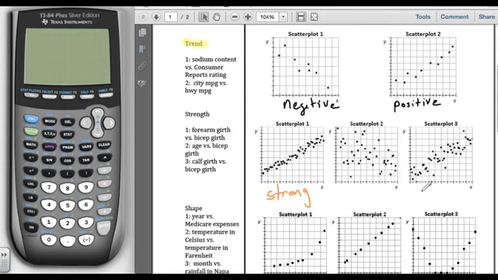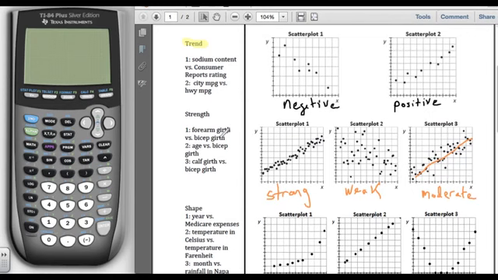Scatter plot 3 would be my moderate strength. I can still see the linear pattern, I can still see a line going through this data, but it is more scattered than what we see in scatter plot 1. And scatter plot 2, we would say is weak because there is even more vertical scatter here, less of a linear pattern. And if we look at the variables that we're studying, it kind of makes sense.